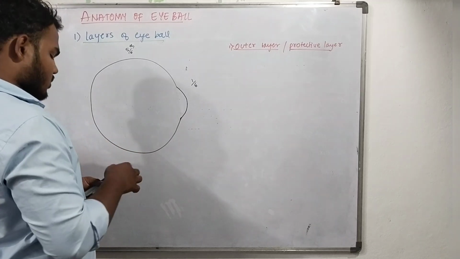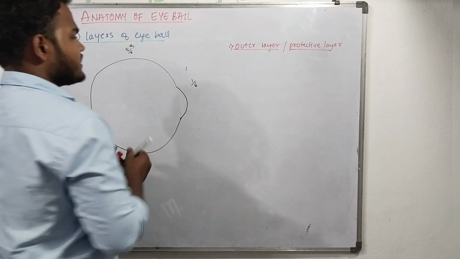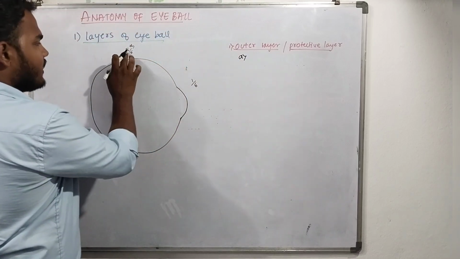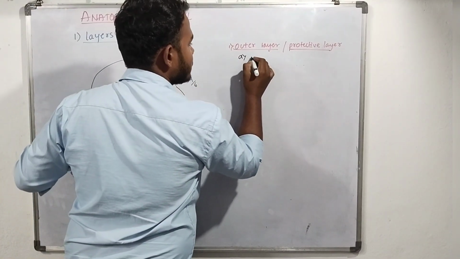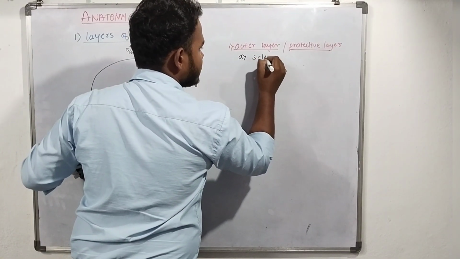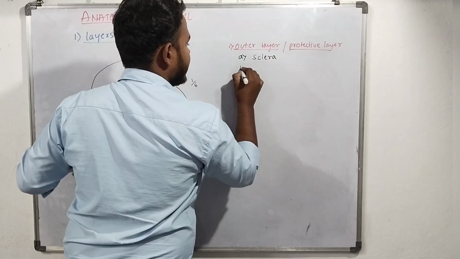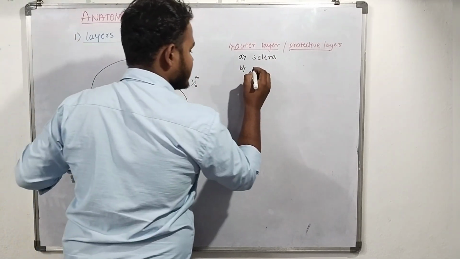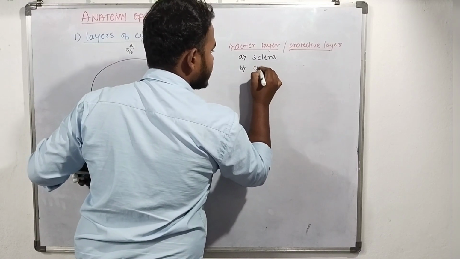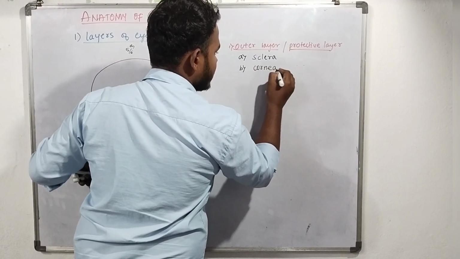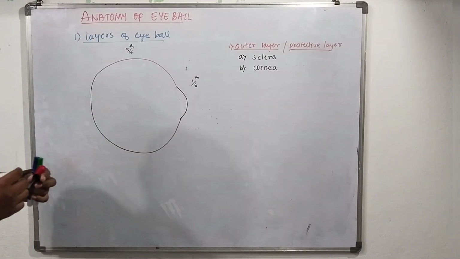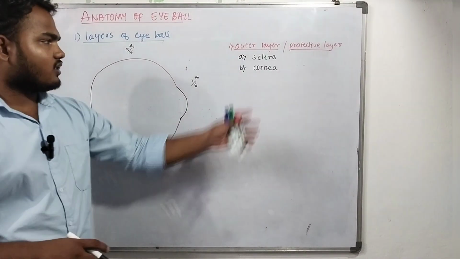Here there are two components. One is the posterior 5/6, which is sclera, and the anterior 1/6 is transparent, that is cornea. Okay, cornea. Now we will go in detail. This first structure is completed.